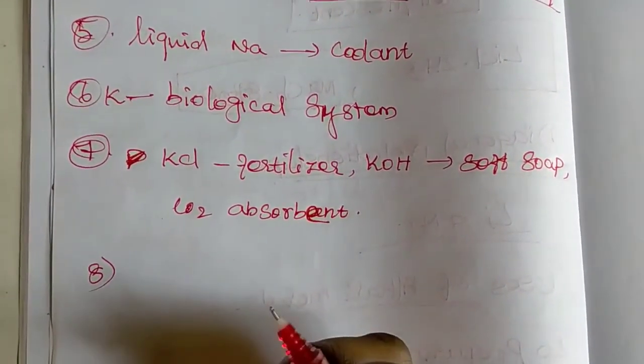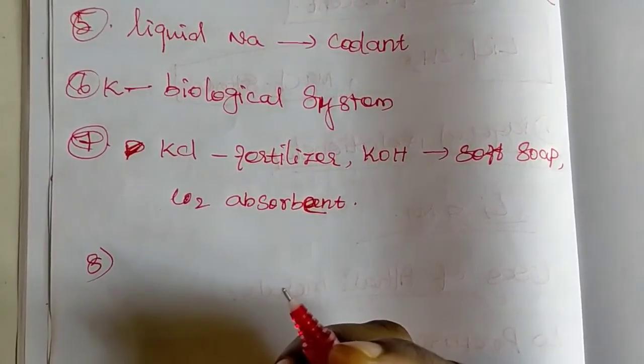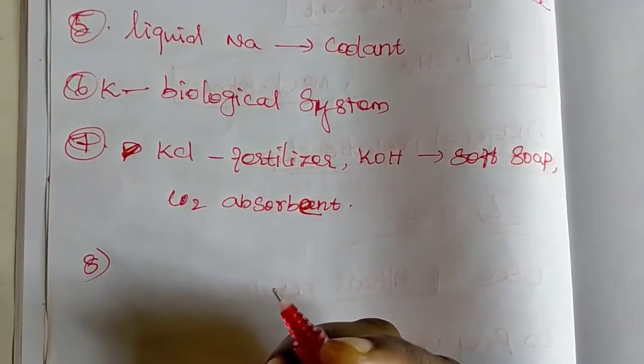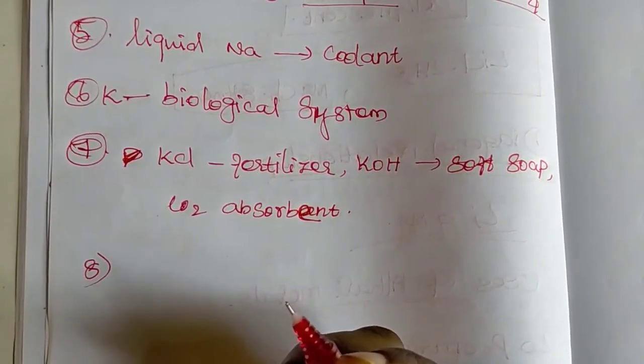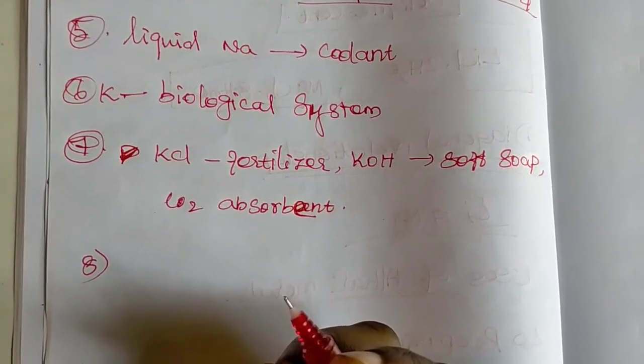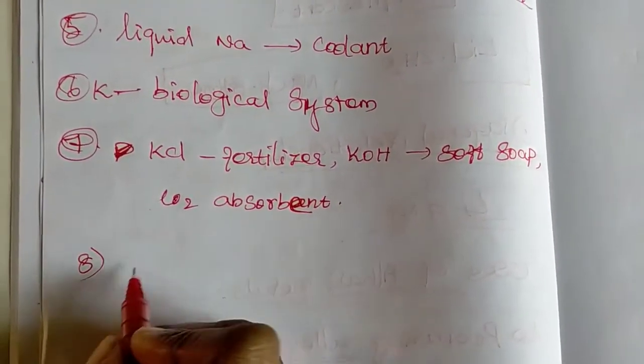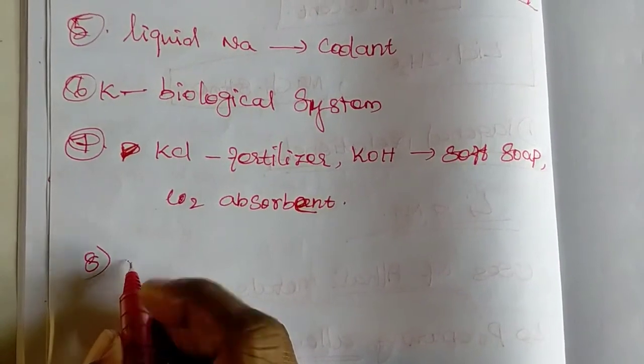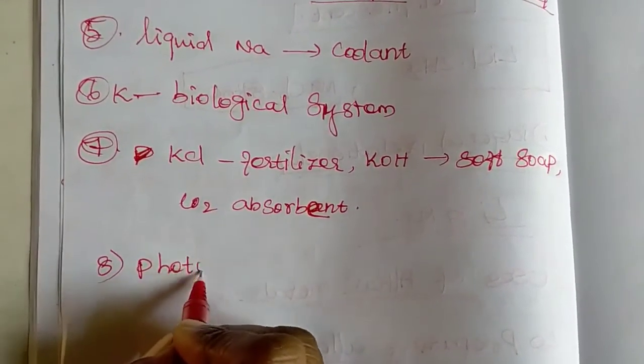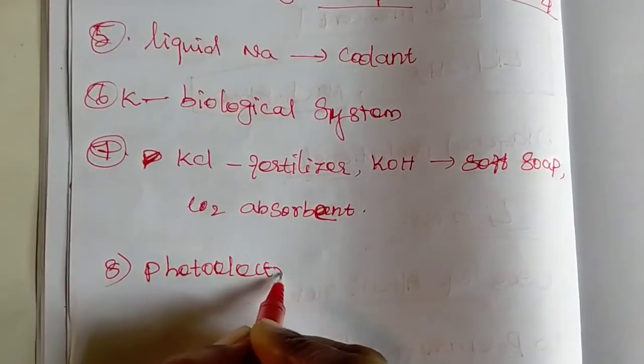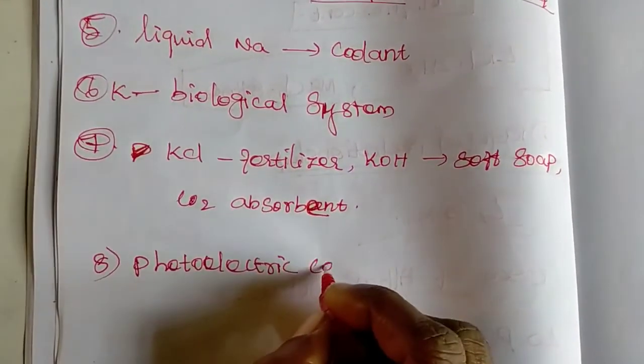The last use of the alkali metals: cesium is used in devising photoelectric cells.